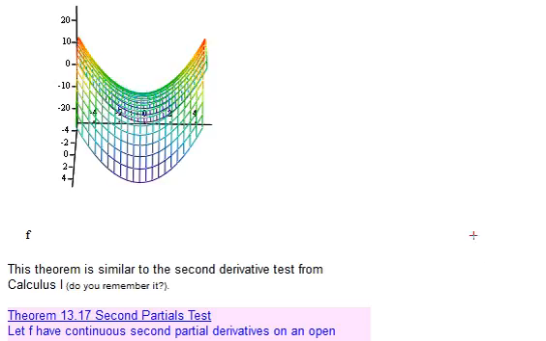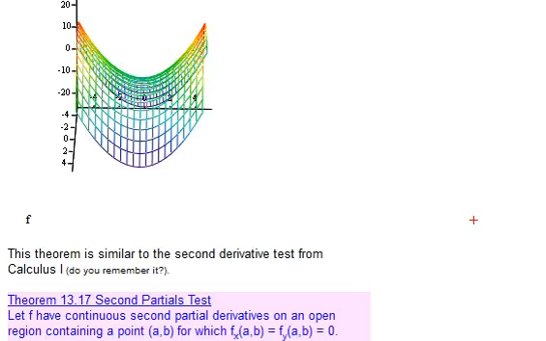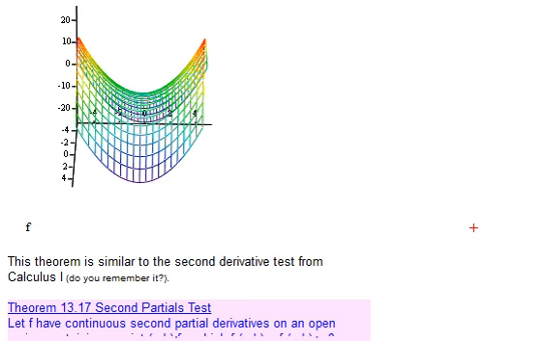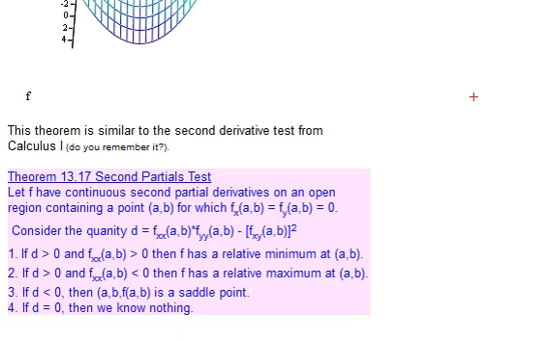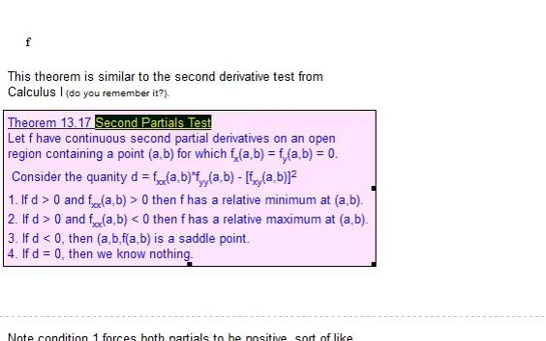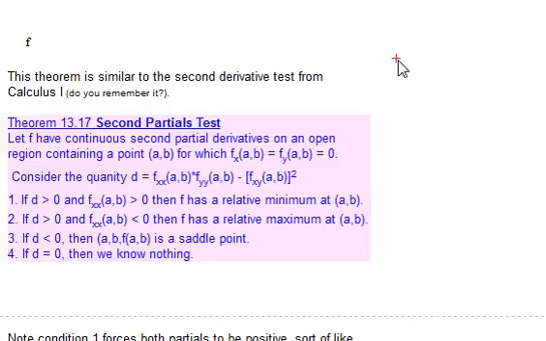And so this theorem is, as a reminder, in Calculus 1, once you found a critical point, what did you do to determine if it was a maximum or a minimum or neither? One of the tests is called the second derivative test to see its concavity. Well, there's a second partial derivative test to determine whether or not we have a maximum, a minimum, or a saddle point. So here's the story.